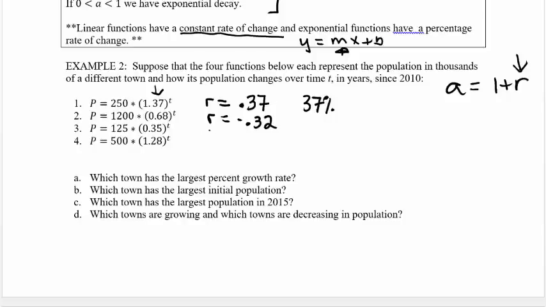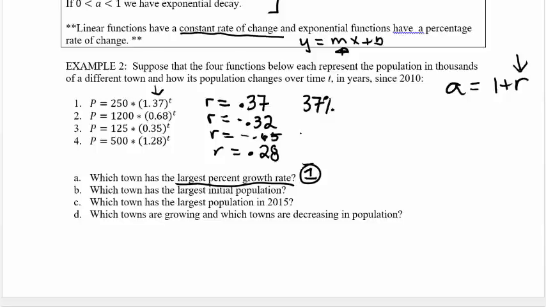For number 3, same idea. We have to subtract 1 from 0.35. Since 0.35 is less than 1, we're going to get a negative rate here. So I get negative 0.65. And then for my last population here, I have 1.28. If I subtract 1 from that, I get 0.28. So if I'm looking for the largest percent growth rate, since I have some that are negative and some that are positive, I'm going to look at my positive rates and determine which one's the largest. So my 0.37 is the largest rate of these towns, so that's going to be town number 1.